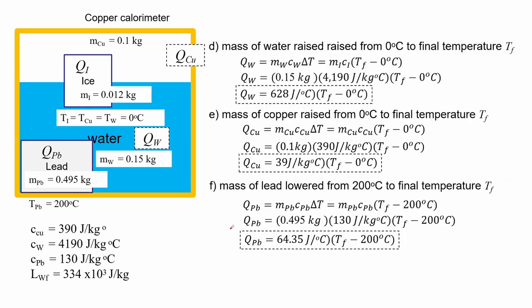The initial water is raised to final temperature as shown in letter D. The copper calorimeter is also raised to final temperature as shown in letter D. The lead block that was initially at 200 degrees Celsius is then lowered to the final temperature as shown in letter F.